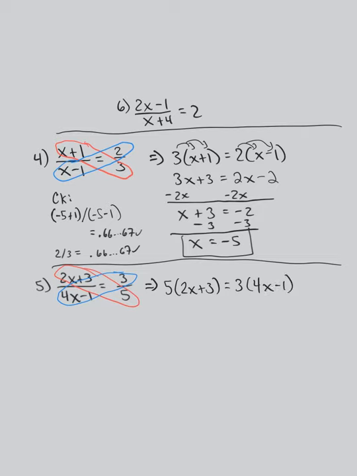Okay, and then I need to distribute. First on the left, I distribute the 5. So I have 10x plus 15. And then over on my right, I need to distribute the 3. Okay, and so we have 12x minus 3.